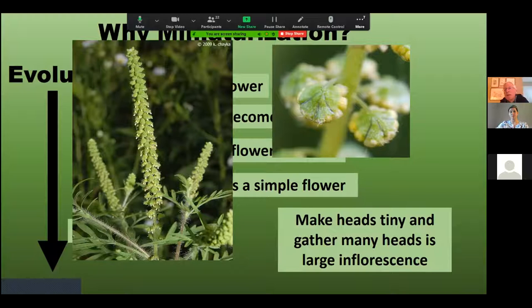Now you can see that looks like a little composite flower head. There are the involucral bracts surrounding the head. Each one of these little flowers is really just a mass of anthers that will produce masses of pollen.